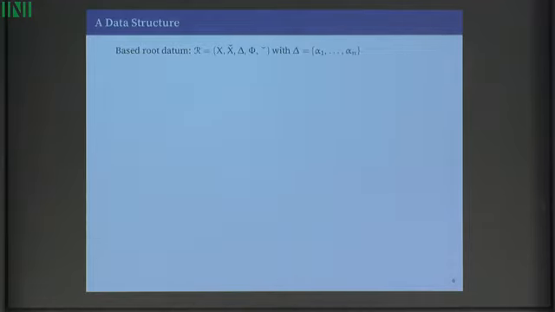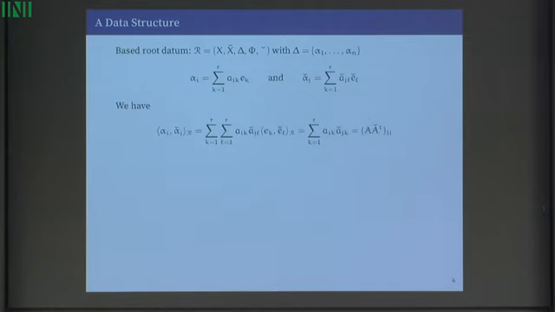So what we want to do now is talk about a data structure. How do we get this into the computer? Let's start with our base root datum. If I take the simple roots, each simple root can be written as a linear combination of the basis of X, and the corresponding co-root can be written as a linear combination of the basis of X check.